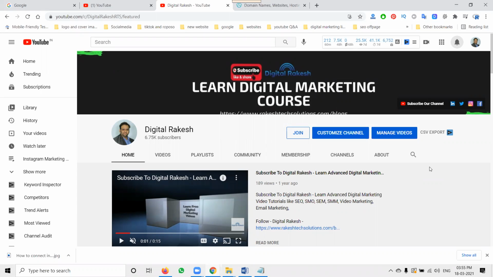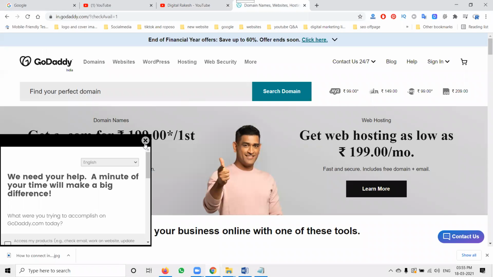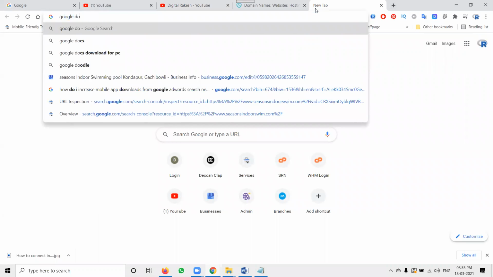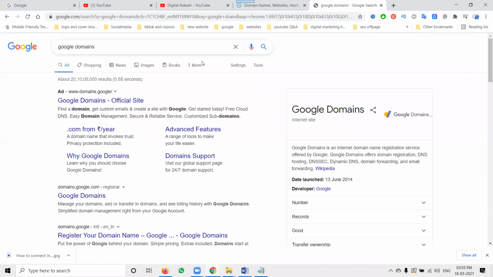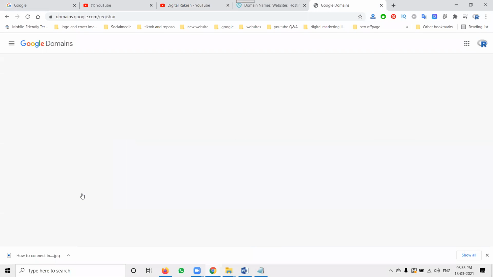So I've discussed very important key points before purchasing a domain. What are the major important key points when you purchase a domain? Domain purchase websites like GoDaddy or Google Domains, a lot of options are there. We can purchase from Google Domains also. BigRock, GoDaddy, Google Domains. So any time you purchase a domain.